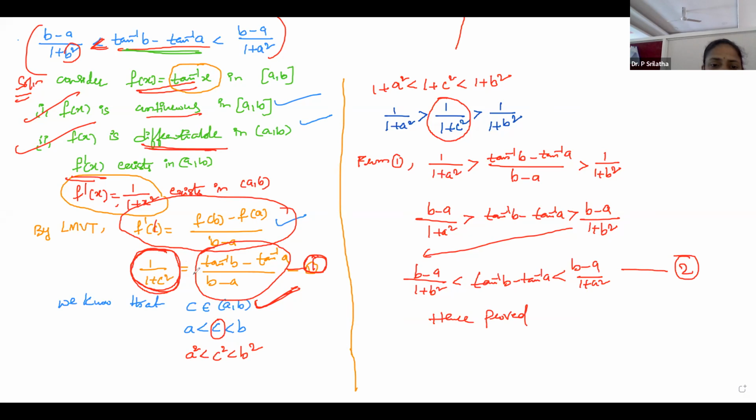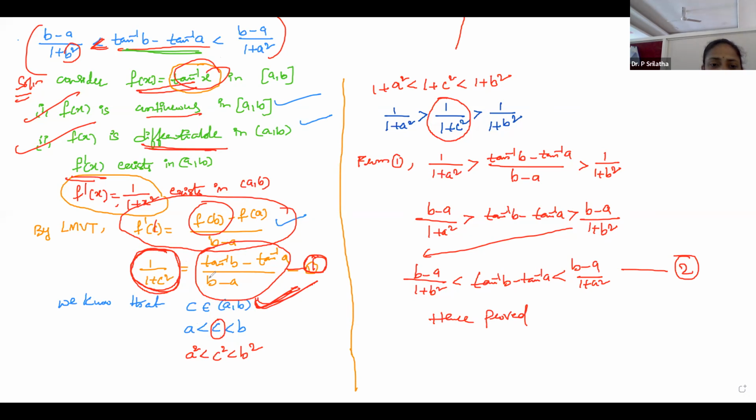So 1 by 1 plus c square is equal to tan inverse b minus tan inverse a divided by b minus a. We know that f of x is tan inverse x. From that we can write f of b is nothing but tan inverse b, and f of a is tan inverse a. And the leftover condition is that c belongs to the open interval a comma b, that is nothing but a less than c less than b.